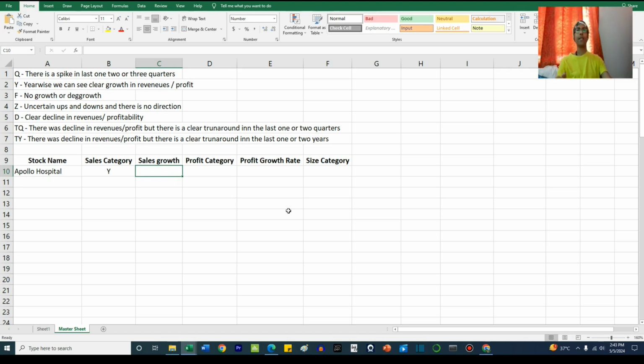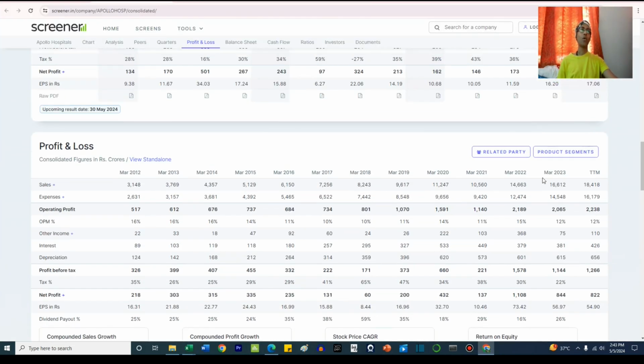CAGR means the compounded growth rate for the last 10 years. How to calculate it? Let me get into it just in a short while. So here, let's say we are talking about March 2023. It is 16,612 and it's a smooth growth pattern, right? And if you subtract 10 years, you will see the number is 3769 crores, and it increased to 16,612 crores. So we have to find the compounded annual growth rate, CAGR.